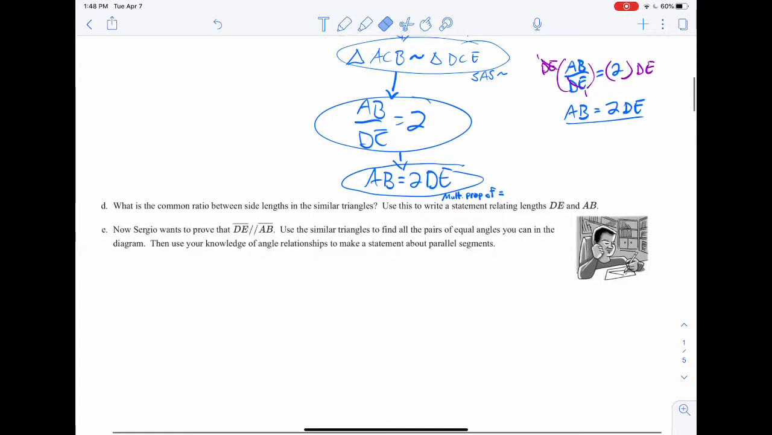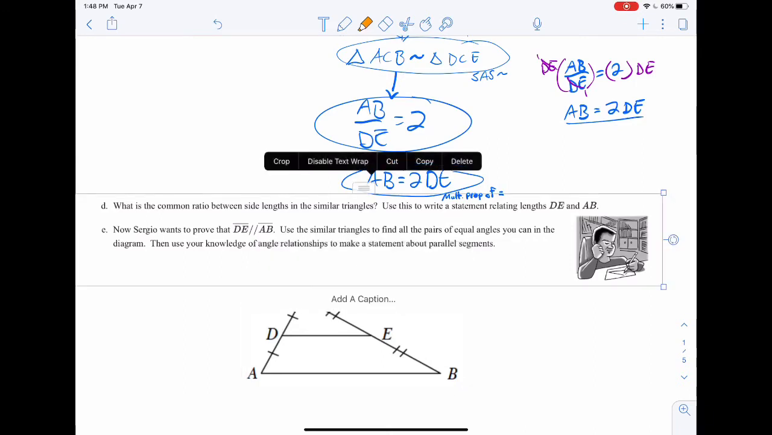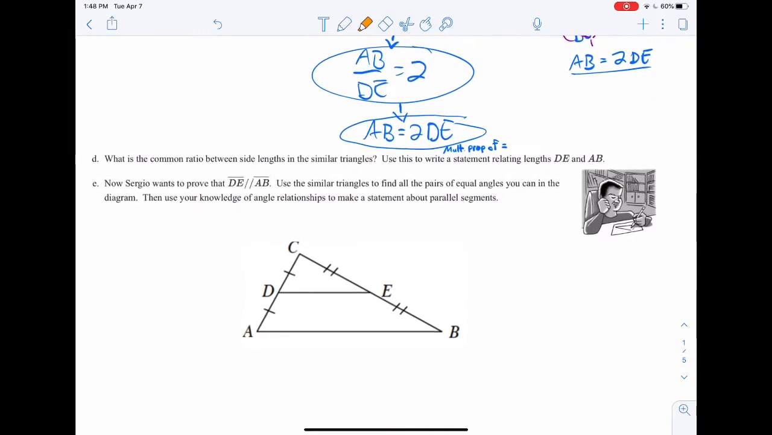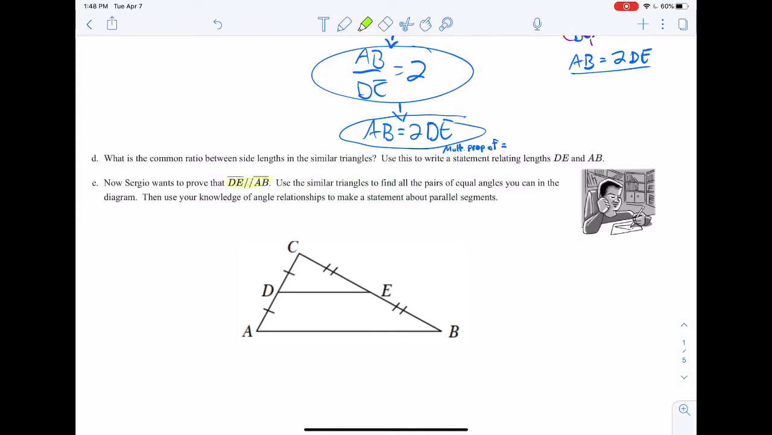Moving on to letter D. What is the common ratio between side lengths in the similar triangles? Use this to write a statement relating the lengths of DE and AB. We already did that. We did it up here. You don't need to do it again. So let's move on to E. Now Sergio wants to prove that DE and AB are parallel. Use the similar triangles to find all the pairs of equal angles you can in the diagram. Then use your knowledge of angle relationships to make a statement about parallel segments.